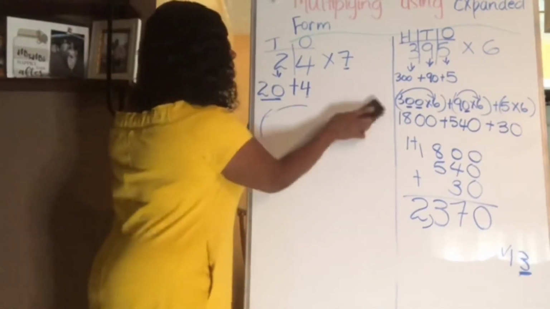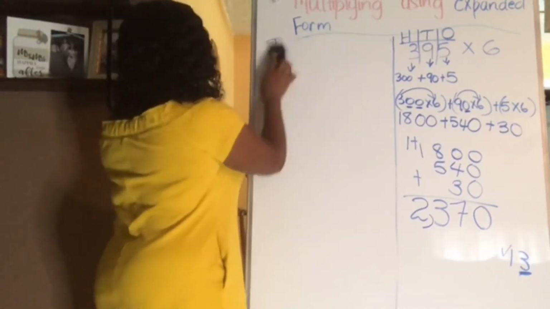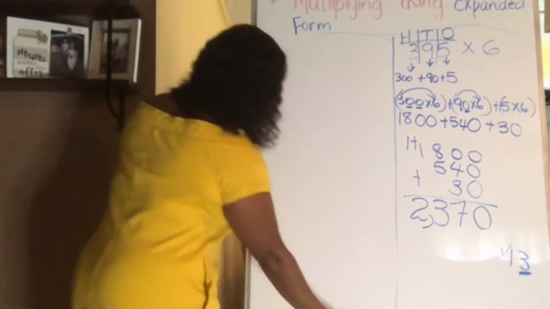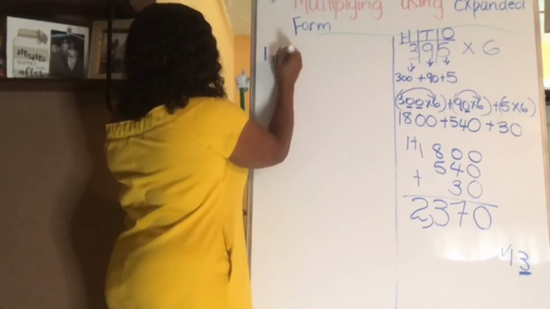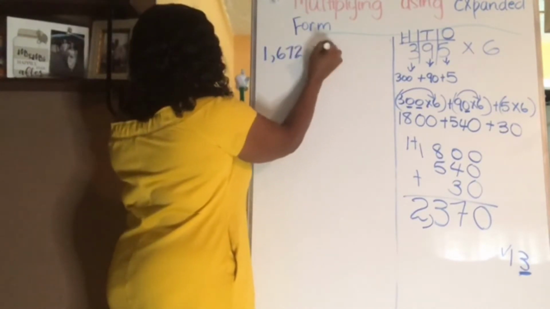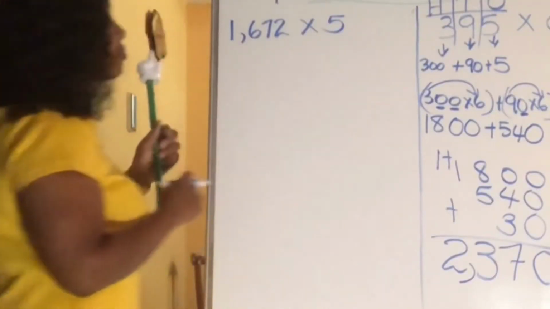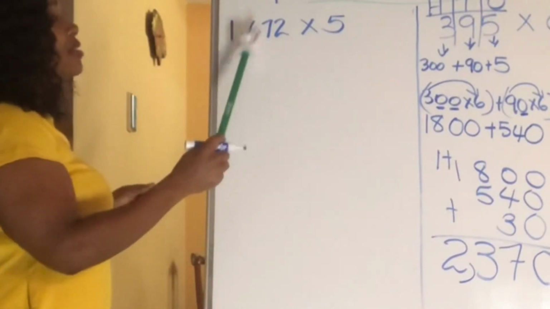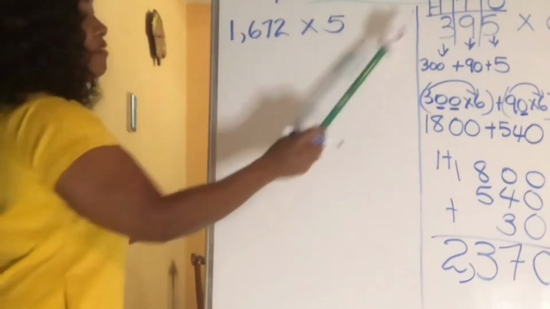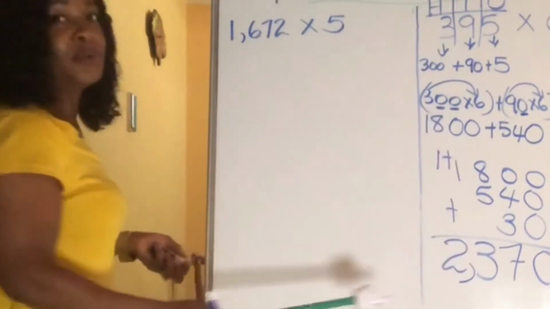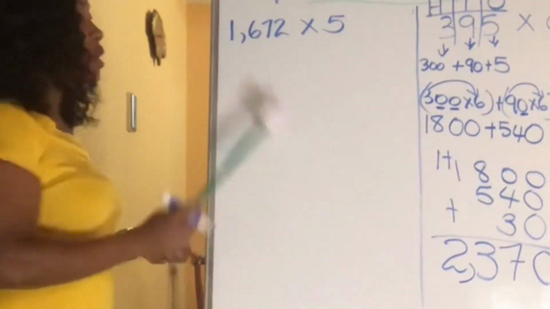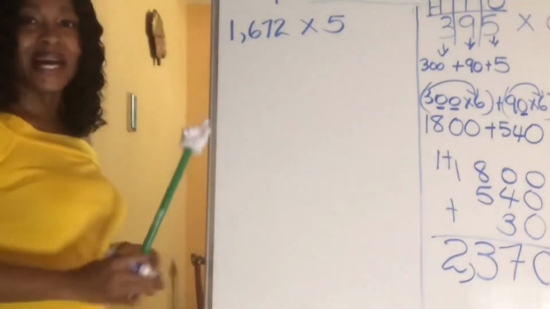You're doing it, then you're coming back to check if your answer is correct. 1,672 times 5. So 1,672 times 5. Use this as your example. Pause the video, work it out, then come back and check.